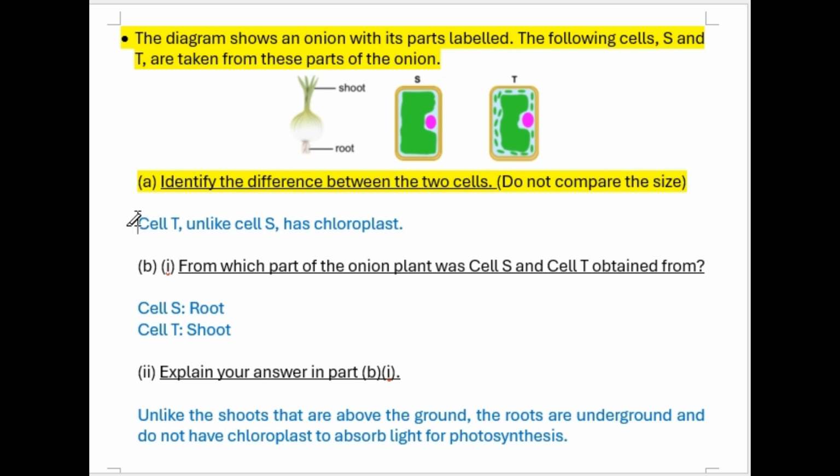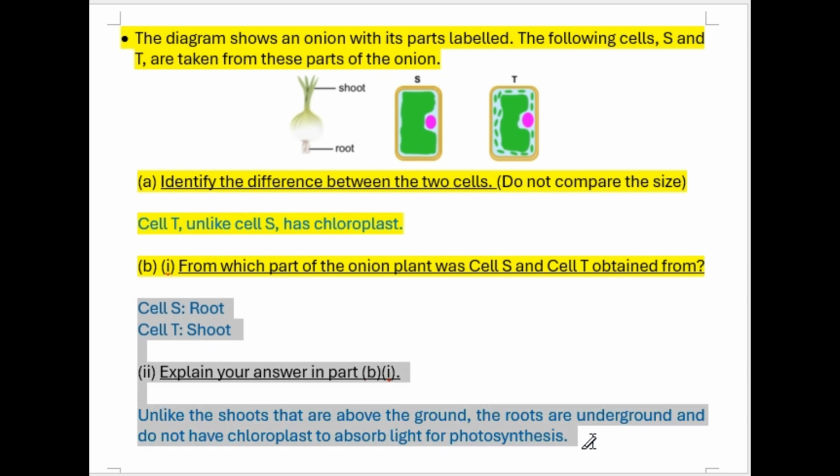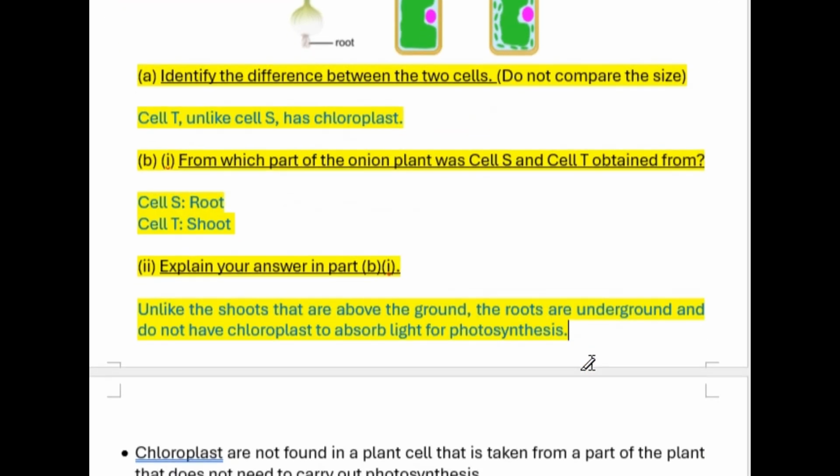B. From which part of the onion plant were cell S and cell T obtained? Cell S, root. Cell T, shoot. 2. Explain your answer in part B. Unlike the shoots that are above the ground, the roots are underground and do not have chloroplast to absorb light for photosynthesis.